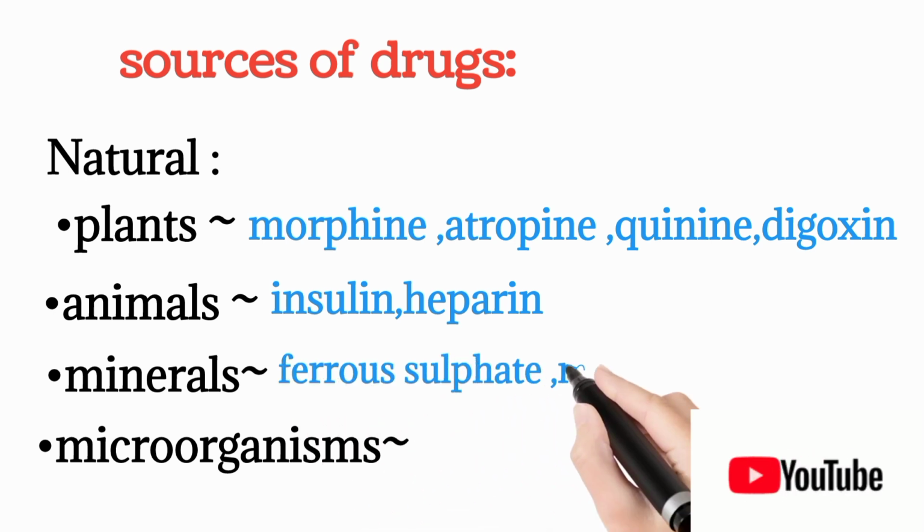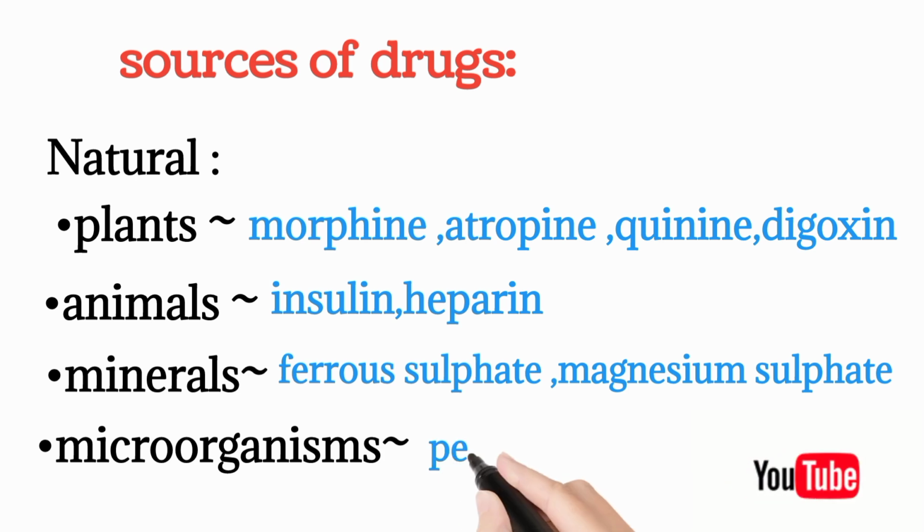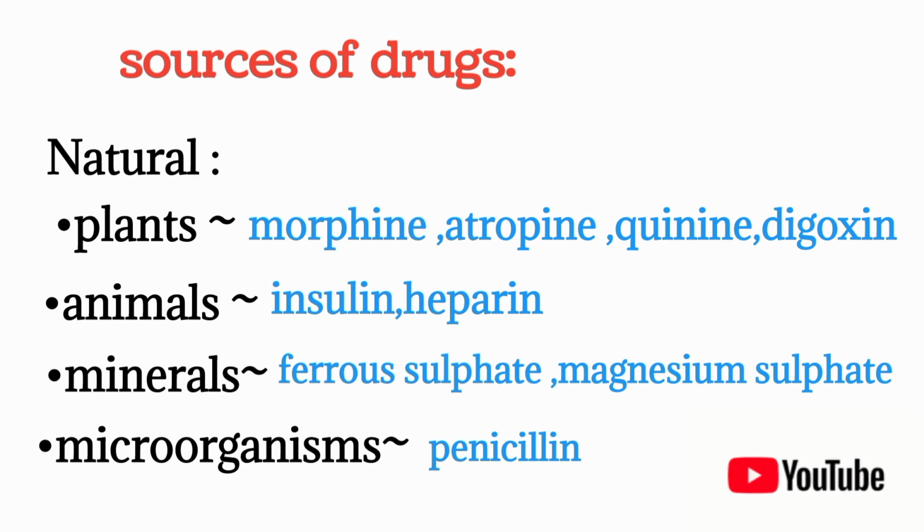Mineral source drugs include ferrous sulfate and magnesium sulfate. Both contain minerals. Then we have microorganism-based drugs. Penicillin, an important antibiotic, is derived from a microorganism source.